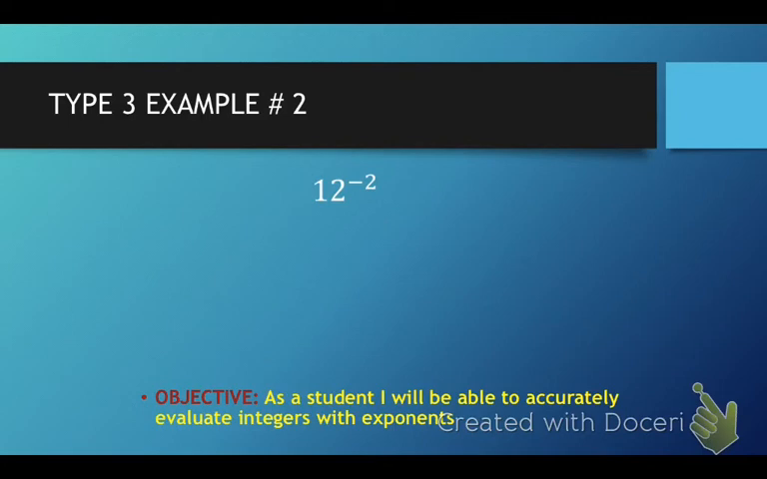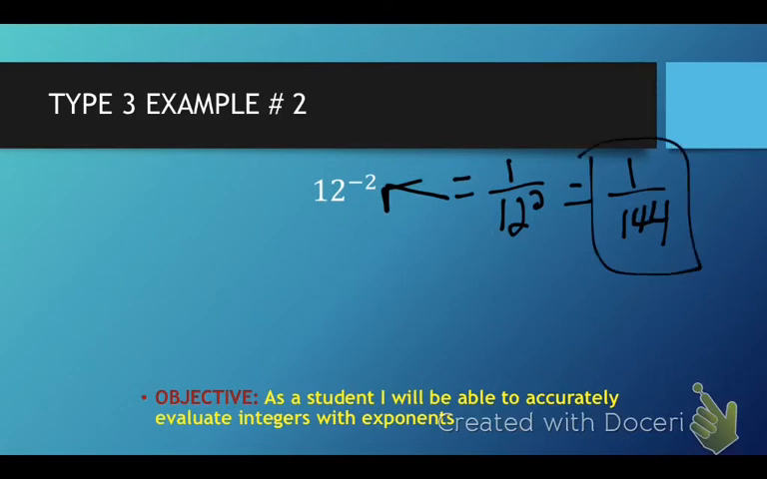Okay. Example number 2. Remember, this is a negative exponent. You have to identify if the exponent is negative. If the exponent is negative, your answer is a fraction. So 12 to the negative 2 power is the same thing as 1 over 12 squared. And 12 squared is 12 times 12, which happens to be 144. So this is 1/144th, and that is your answer.